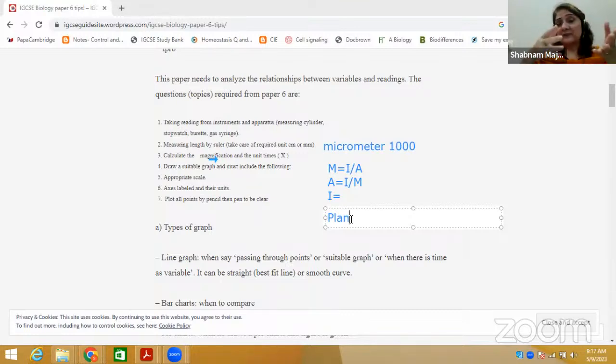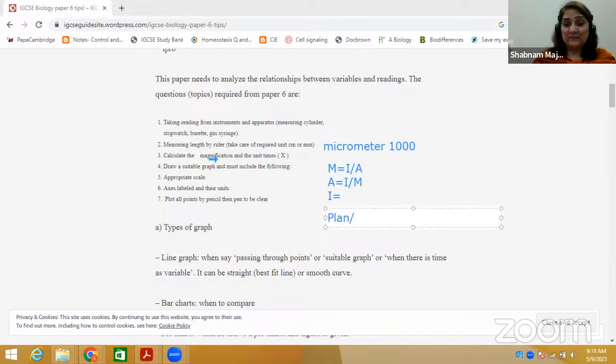For example, in one of the papers, they ask you to draw stomata. I'm sharing the sample papers with you also. There were two guard cells, and they asked to draw the two guard cells, but you were supposed to draw the adjoining four epidermal cells as well. So you have to read the question very carefully. What are they actually asking you to draw? Underline it. Are they asking you to label as well, or are they not asking you to label it?